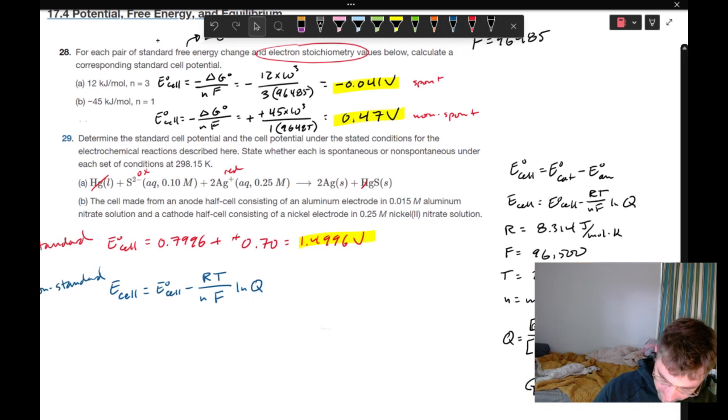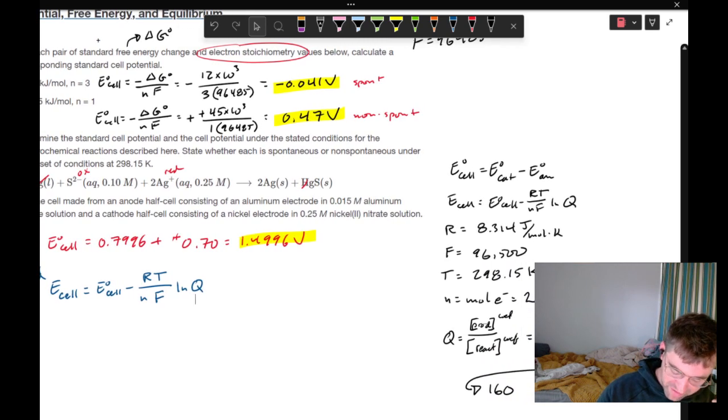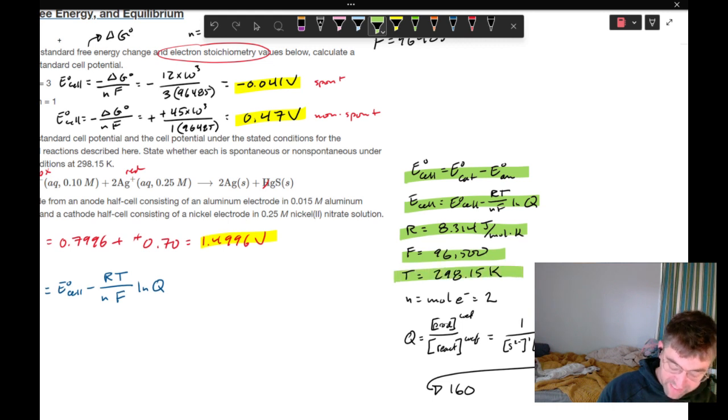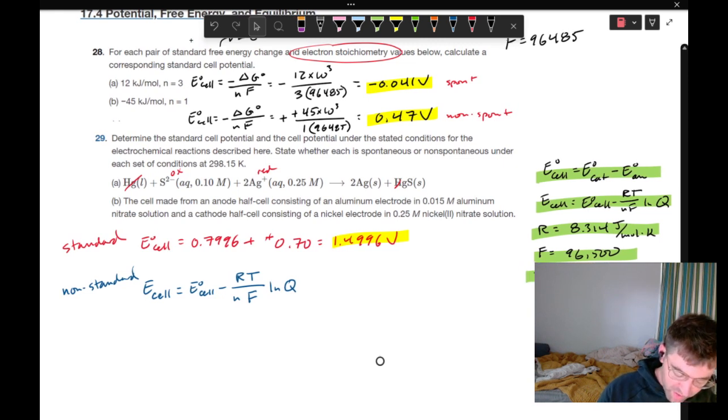So I already went ahead and wrote down some variables here. So we have, again, E naught cell and the reaction for the cell at non-standard conditions. We have our R value for energy, which is 8.314 joules over mole dot Kelvin. We have Faraday's constant. We have temperature, which they gave us was 298.15 Kelvin. And we have n equals the moles of electrons. And the way that they worded this is helpful up above when they were talking about electron stoichiometry, which I circled in red up top.